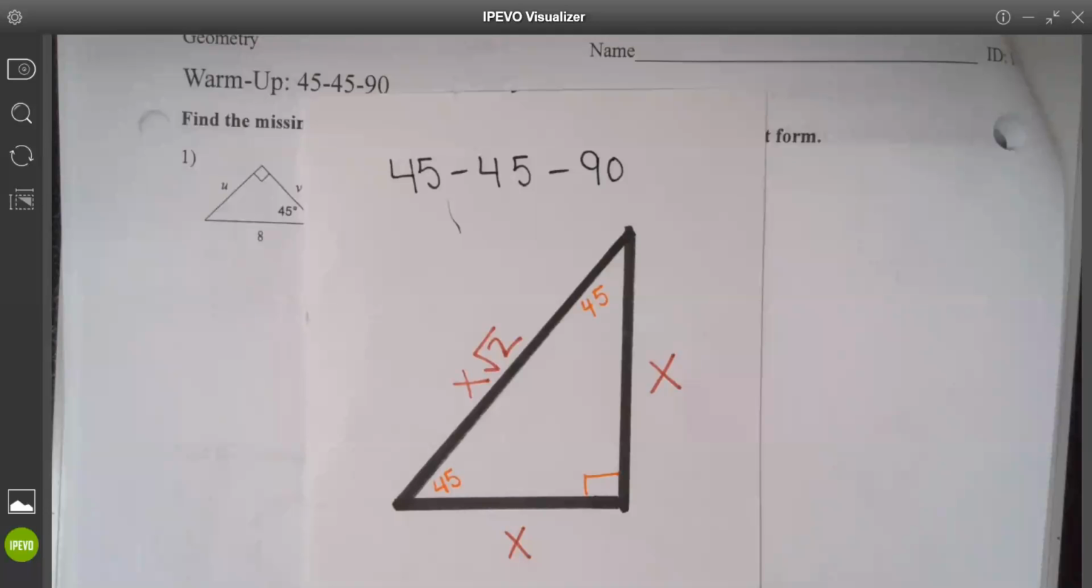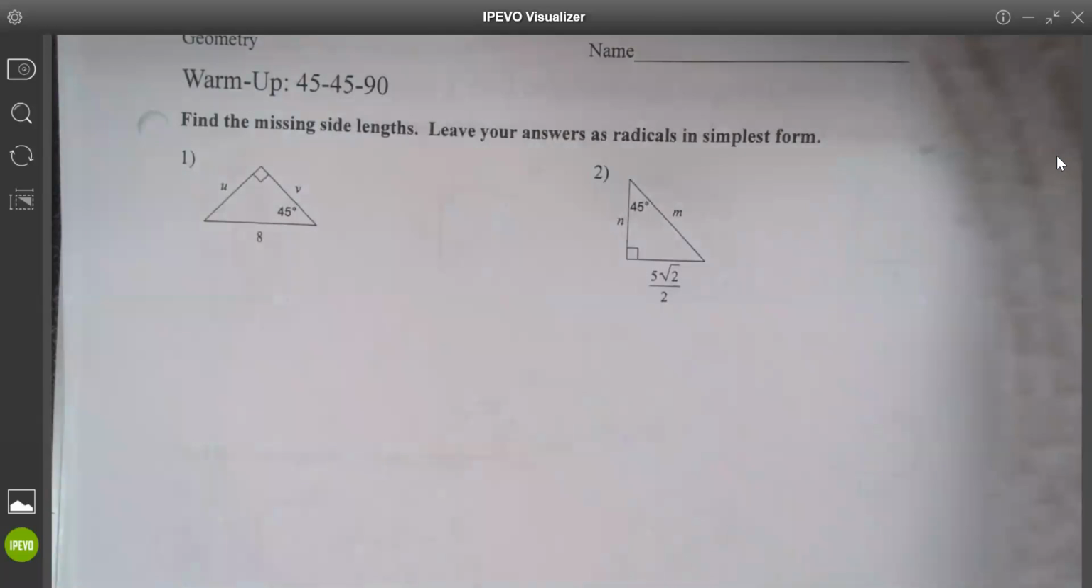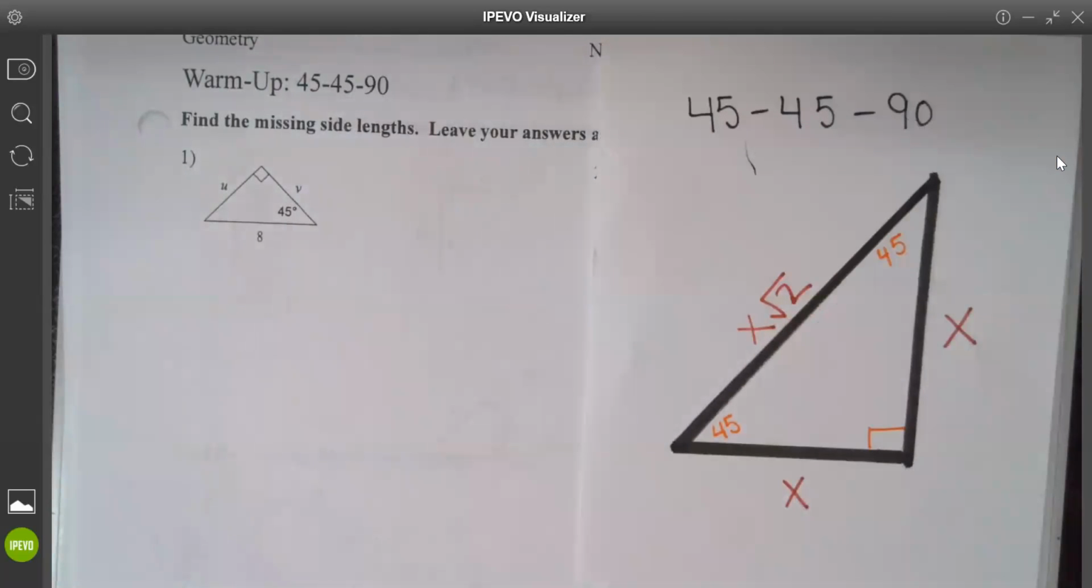We started last week with 45-45-90 triangles. When we use the Pythagorean theorem, like on our quiz, we have two sides. When we have special rights, I'm only given one side of my triangle. So even if I wanted to use the Pythagorean theorem, I can't, because to use it I need 2 out of 3 sides.